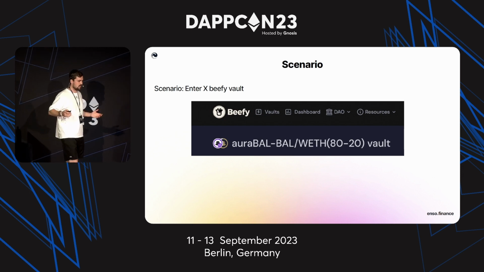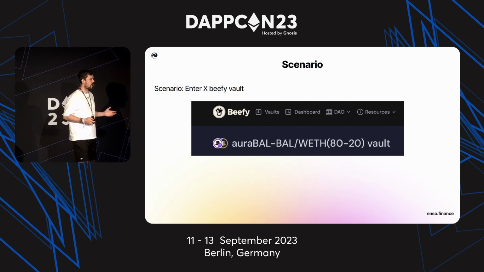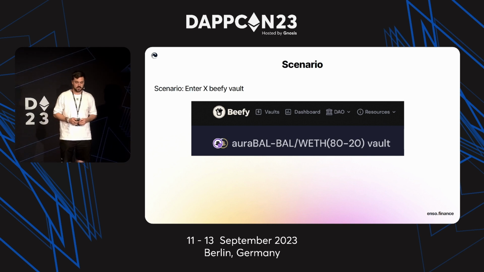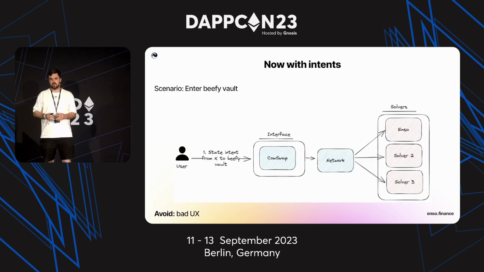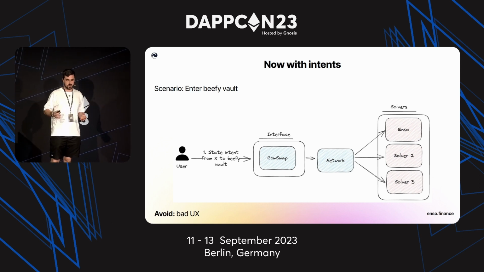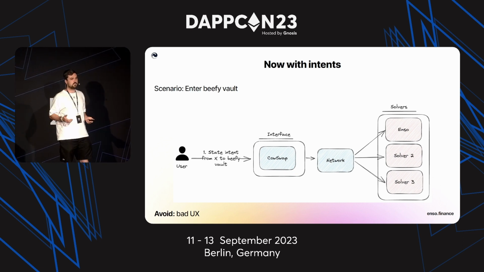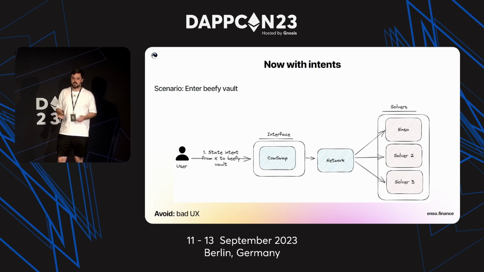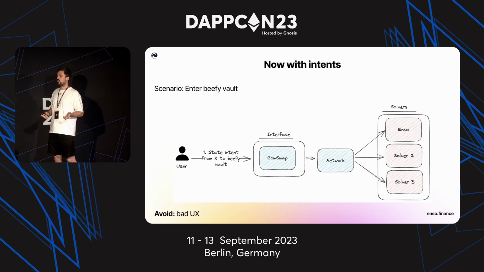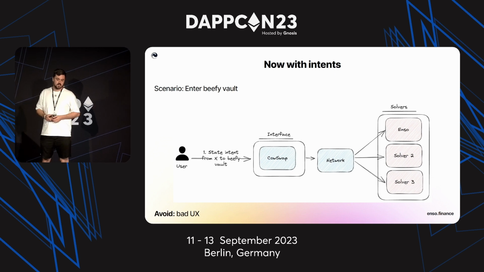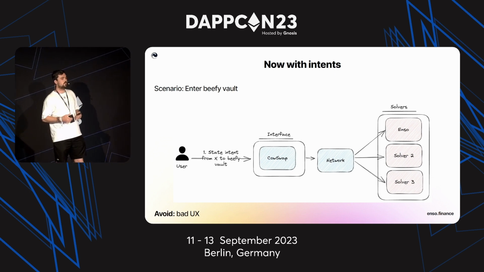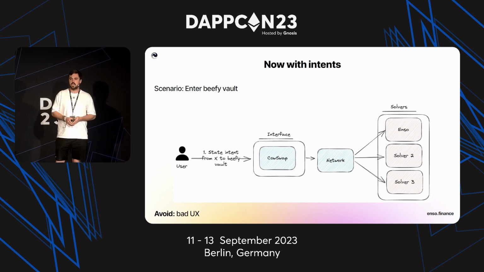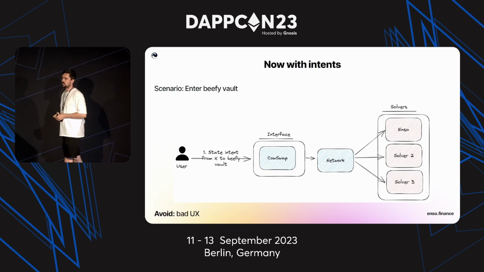In this scenario, again, where we started was first entering a basic DeFi vault, a beefy vault. Now with intents, we can abstract all of this complexity of user experience away. You can simply go to an interface like CowSwap and state your intent. I have Y token, I want to go into X beefy vault. Whenever you state this intent, this will go into the network, this will be picked up by solvers, and whoever can fulfill this intent with the best amount out will then be able to submit the order.